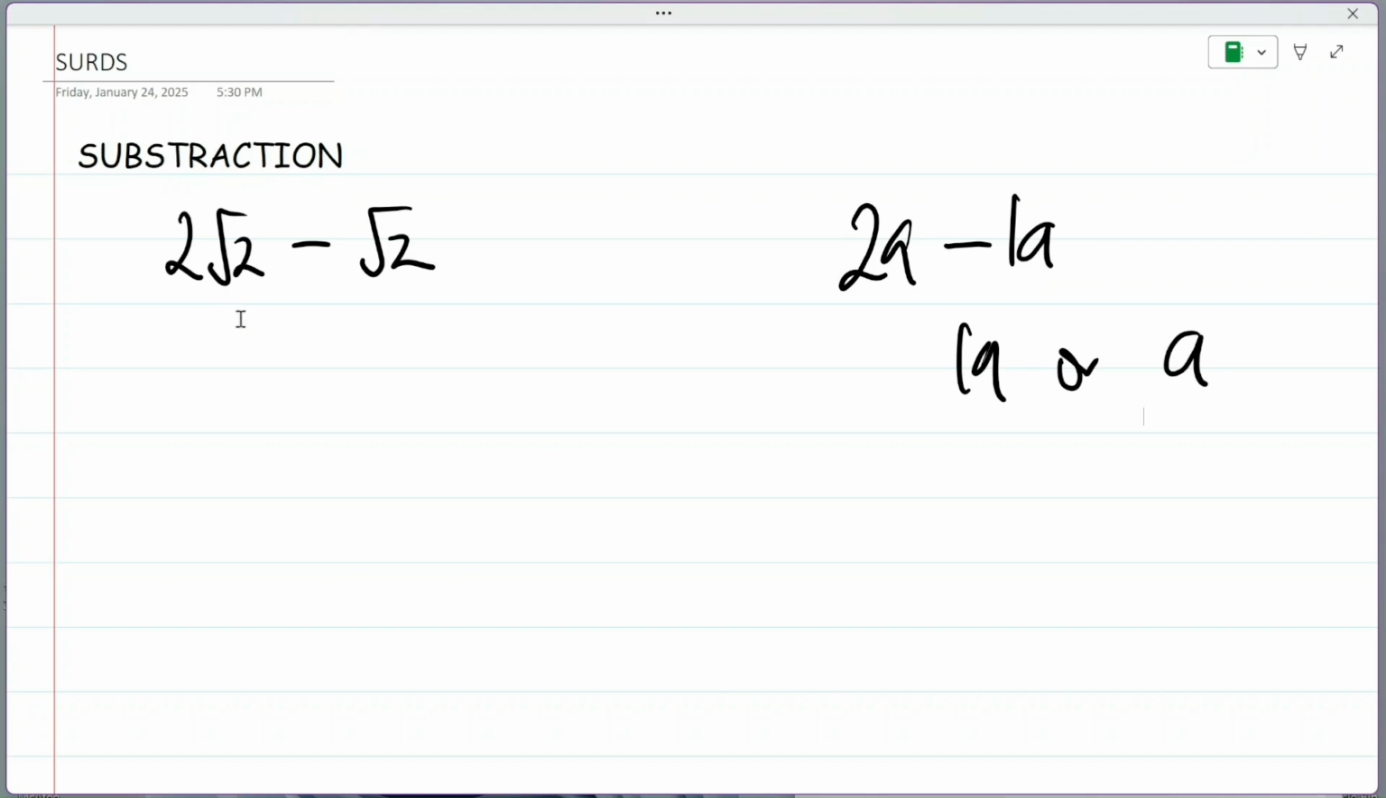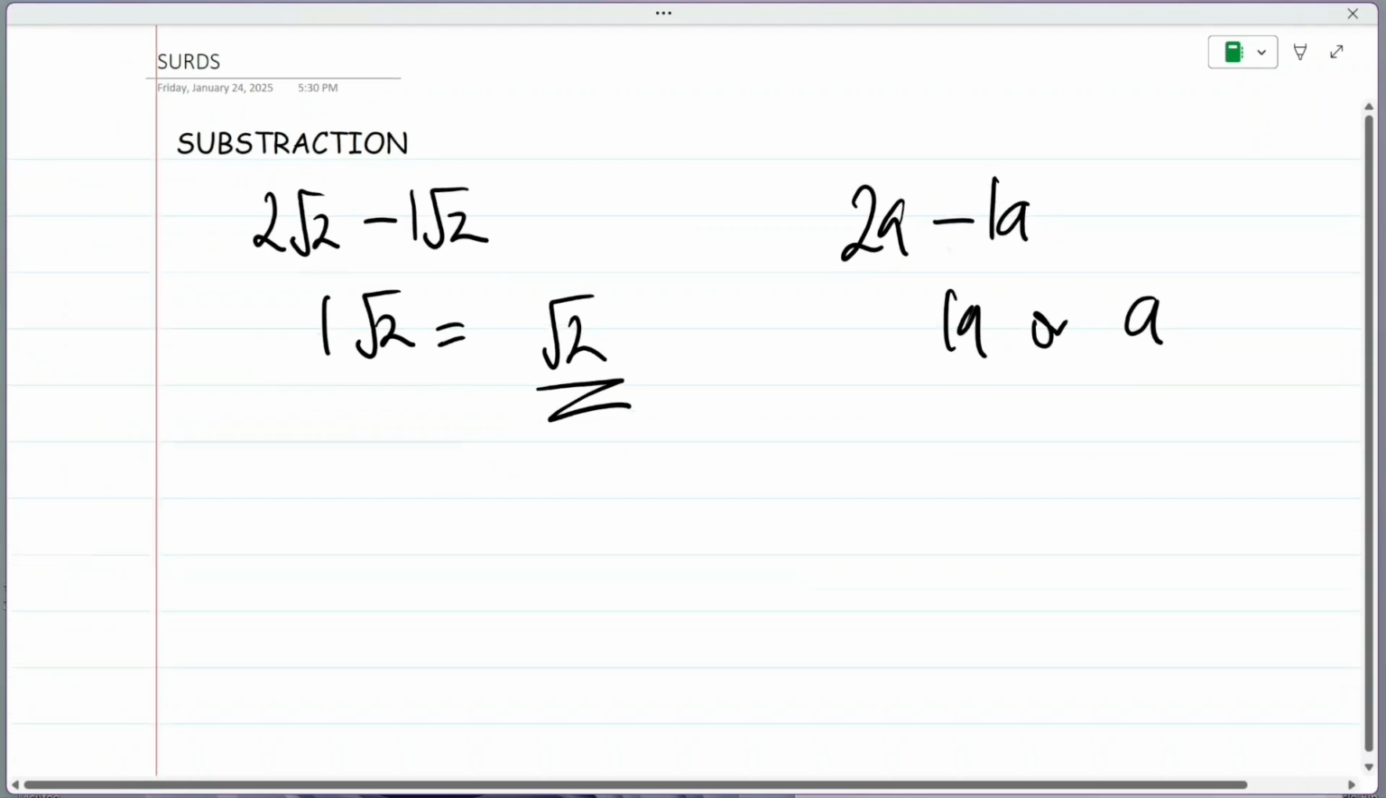Same applies when you're working with subtraction of surds. This is also 1 root 2. So you pick one of the root 2's, then you have 2 minus 1. 2 minus 1 is 1. So the same thing as 1 root 2. Better, we can still say the answer is root 2. That's for the first question.